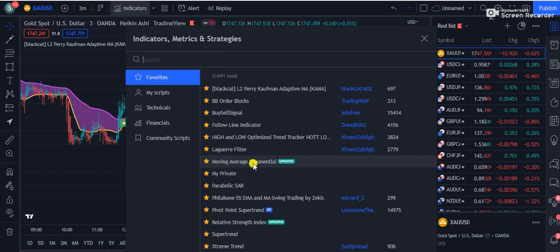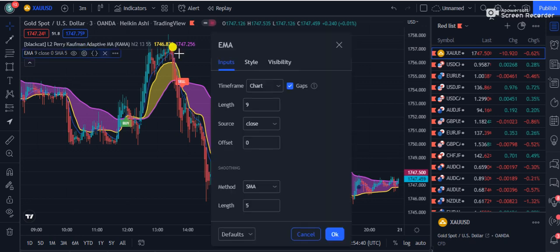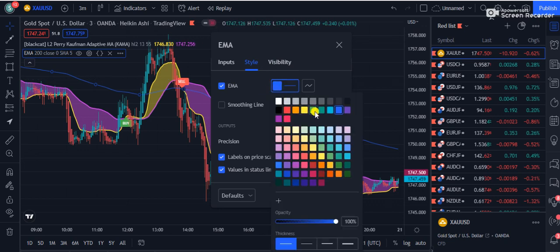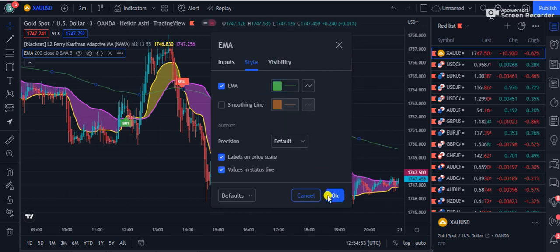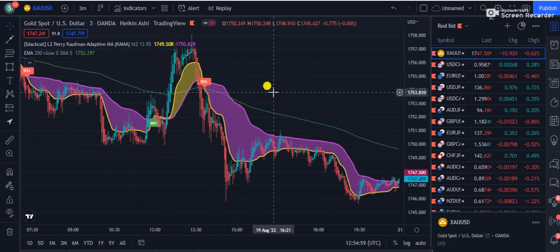indicator, that is the moving average exponential. Please note that this indicator has no author name, so I'm going to attach the second indicator on my screen. Now you can see that the blue line is attached, but I need to change its settings. I'm going into the settings of the EMA, and if I go inside, you can see that the length is 9 periods. I'm going to change it to 200. In the style section, I want to give it a unique color, so I will choose green here. Then I press OK, and you can see that the EMA, which we call the exponential moving average, is attached on my screen.